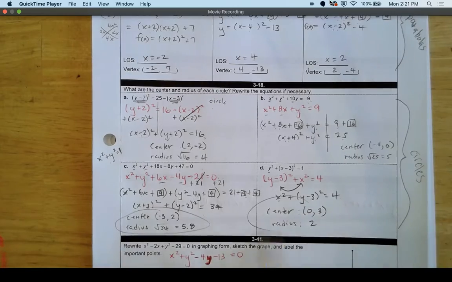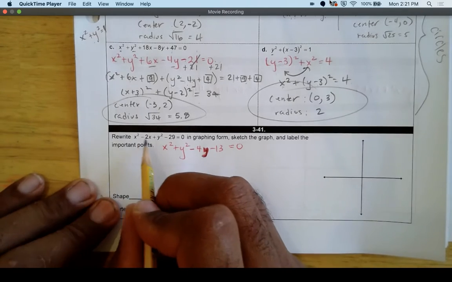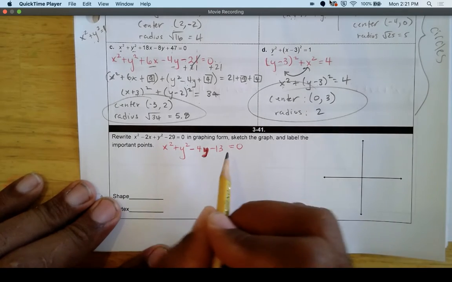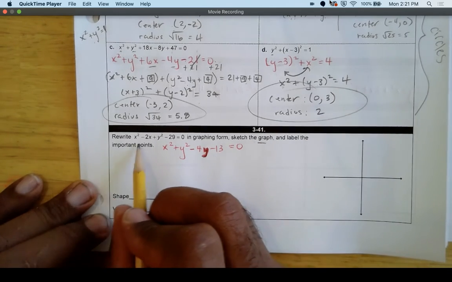Okay? All right, so this last one down here in the bottom. All right, so now we're going to rewrite. So we're going to make sure that we have it in the right graphing form. And then we're going to sketch it and then label the important points.